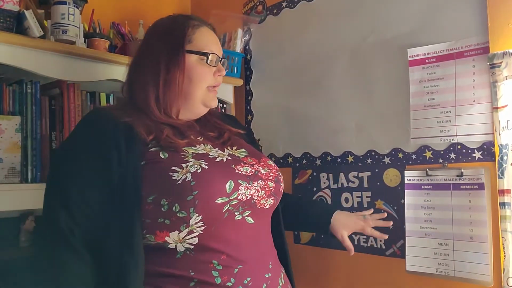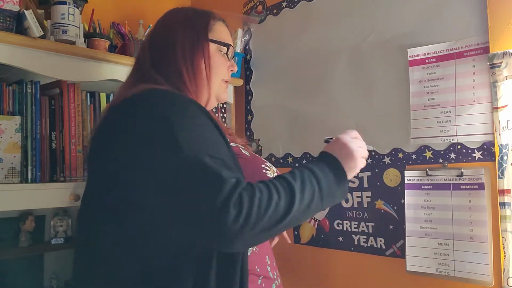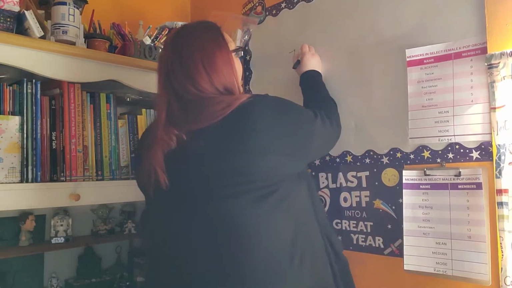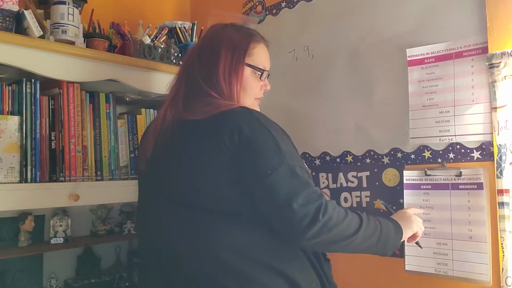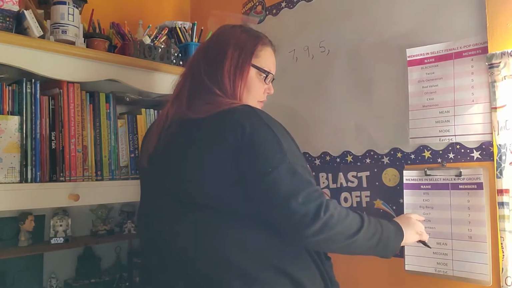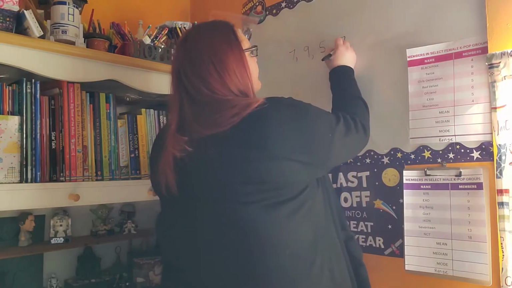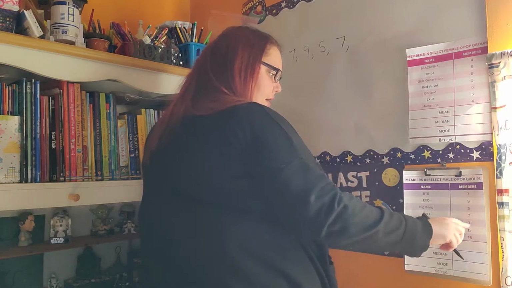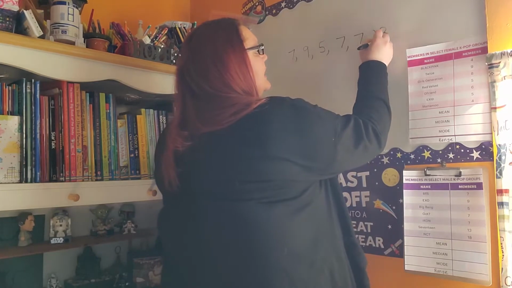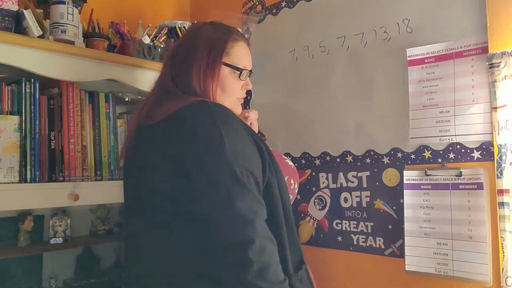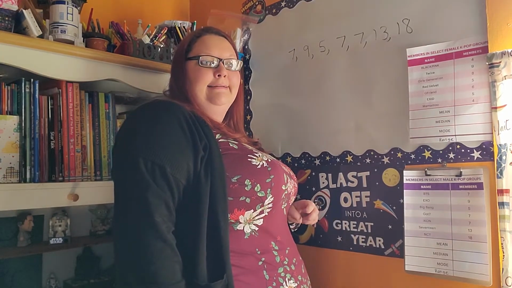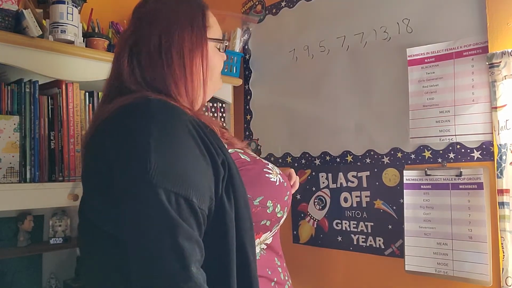So let's start with the boy bands. BTS has 7 members. EXO has 9 members. Big Bang has 5 members. GOT7 has 7 members. iKON has 7 members. 17 has 13. And the last one, NCT, has 18 members.